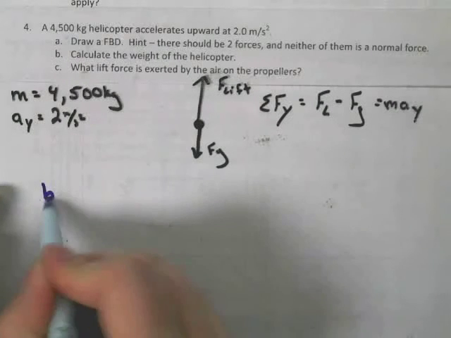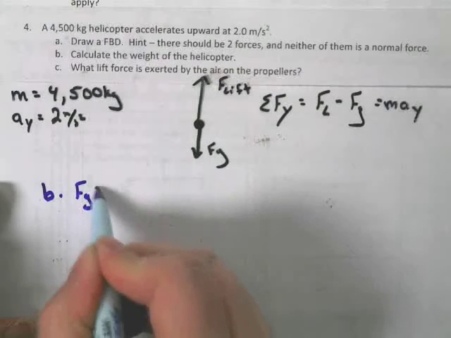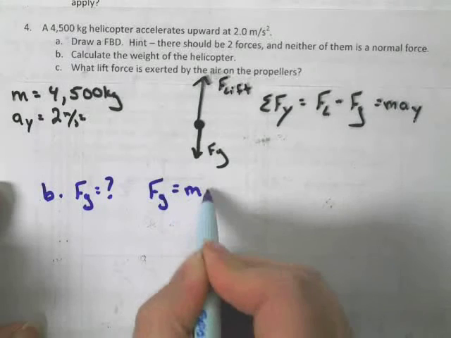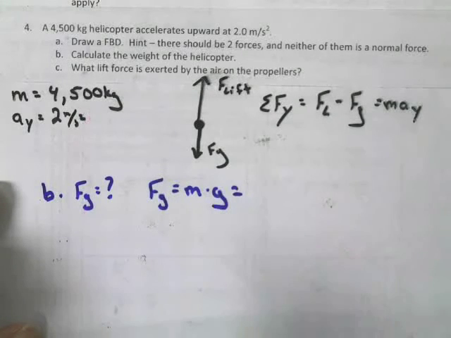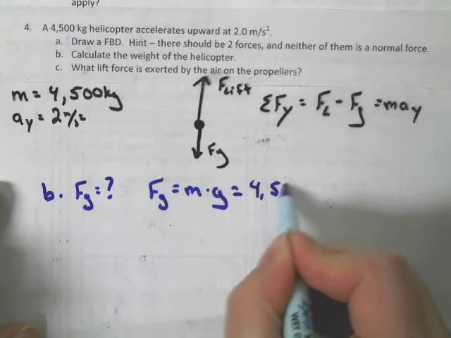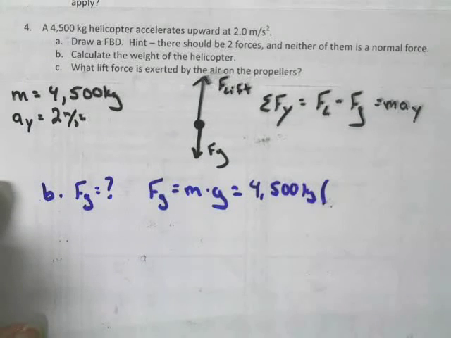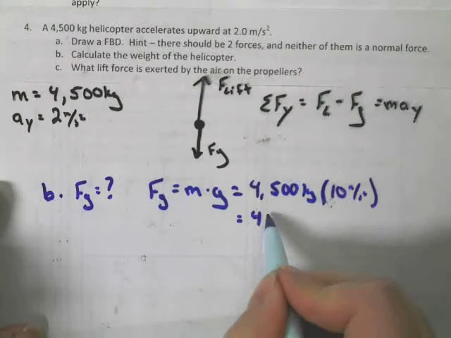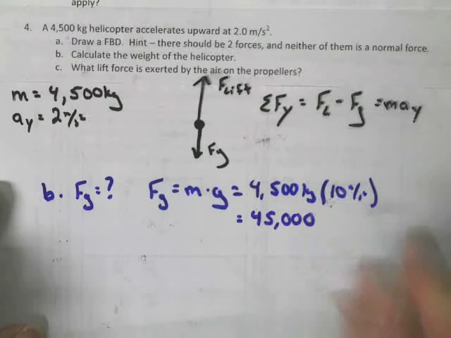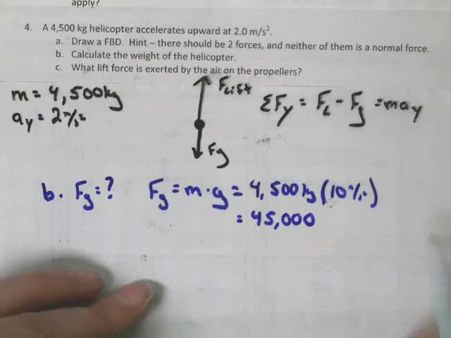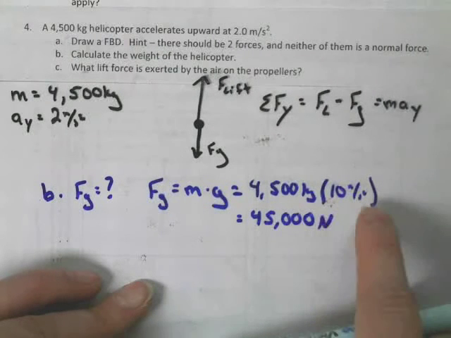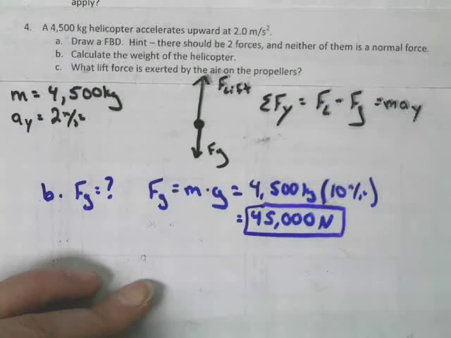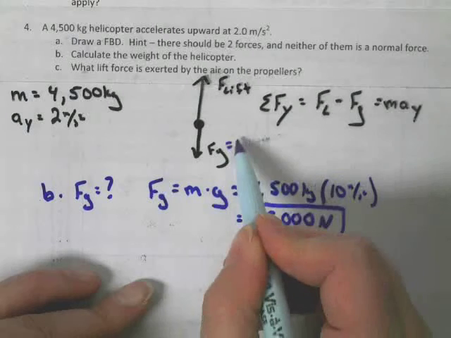Part B. Calculate the weight of the helicopter. So the weight is mass times the acceleration of gravity. The mass was given to us, 4,500 kilograms. The acceleration of gravity is 10 meters per second squared. That's 45,000. What's the unit for weight? Newtons. It's a kilogram meter per second squared, which is a newton. Just so I can organize my information, I'm going to put that in my free body diagram.